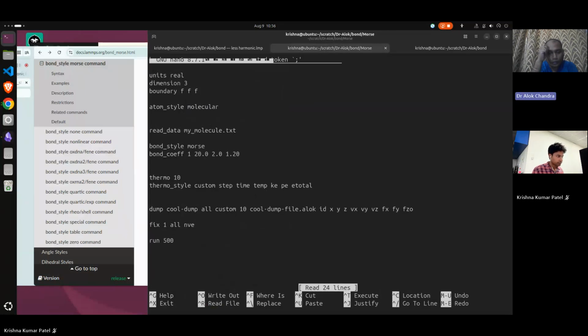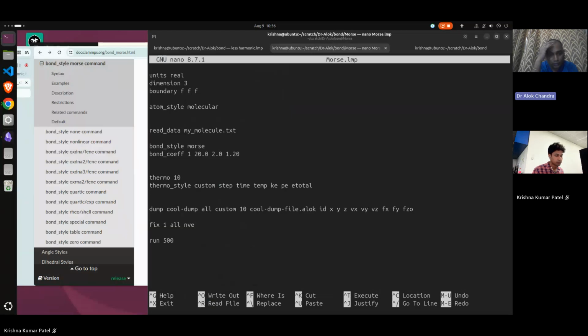So will you not make a new dump file for this Morse simulation? We will. This is actually a new dump file. We can rename it, no problem. The files from the harmonic directory are in that directory, right? And if we create another file with the same name, it doesn't matter because it's in a separate directory. We can call it cool Morse dump file.alloc, no problem.